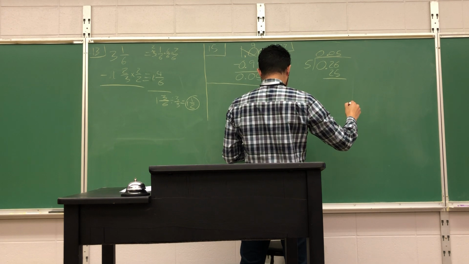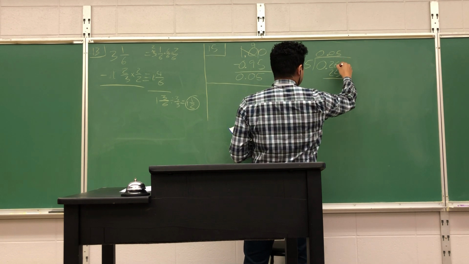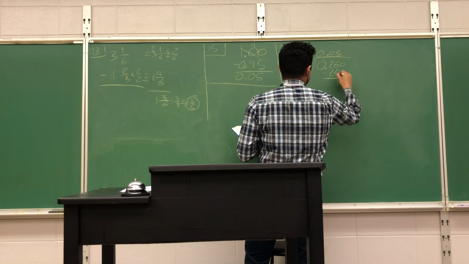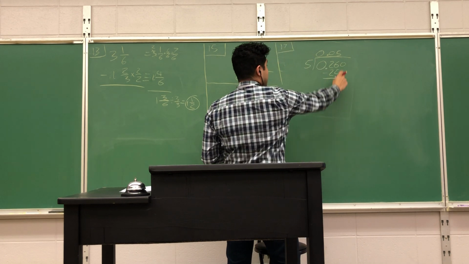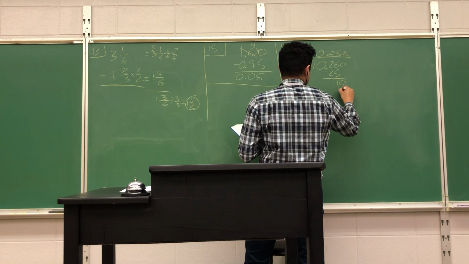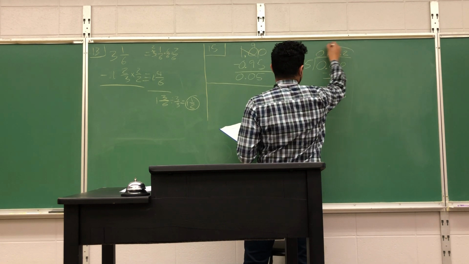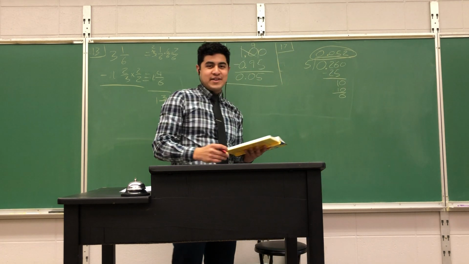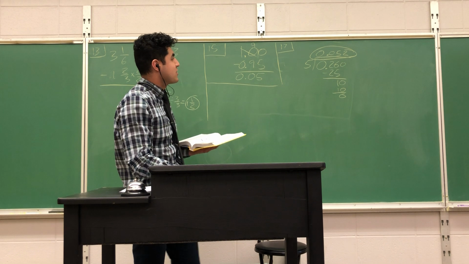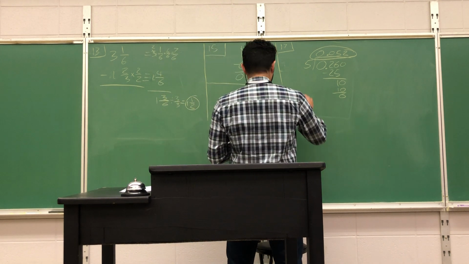5 does go into 26, 5 times evenly, so we take 5 times 5, it's 25. And then we subtract. Bring down the 0. 5 goes into 10, 2 times. And I feel like I'm saying okay a lot. Anyway, that's our final answer, 0.052.